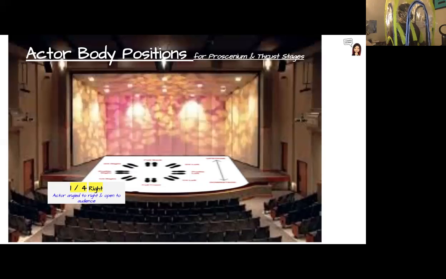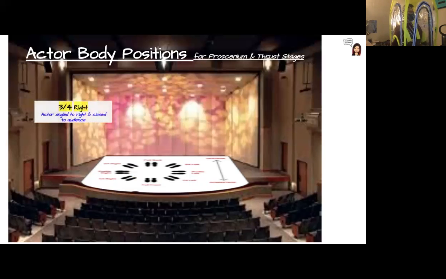Next, we've got 3/4 right, which is the northwest position. This actor is angled and facing stage right, but is now closed off to the audience. Again, typically any position that is not facing the audience is not really good for when they're giving information or speaking.